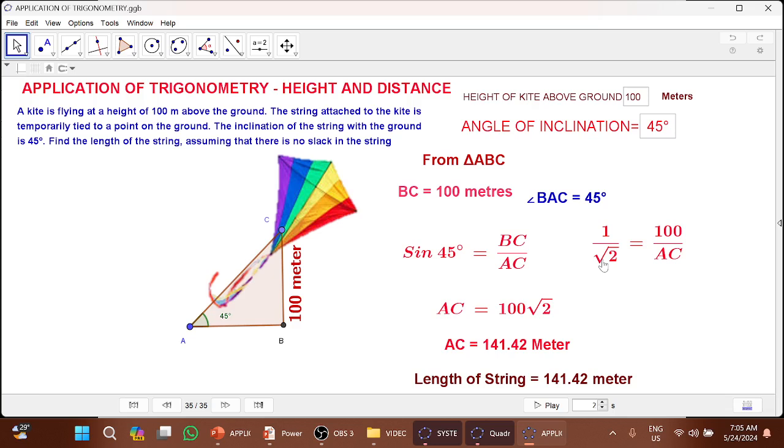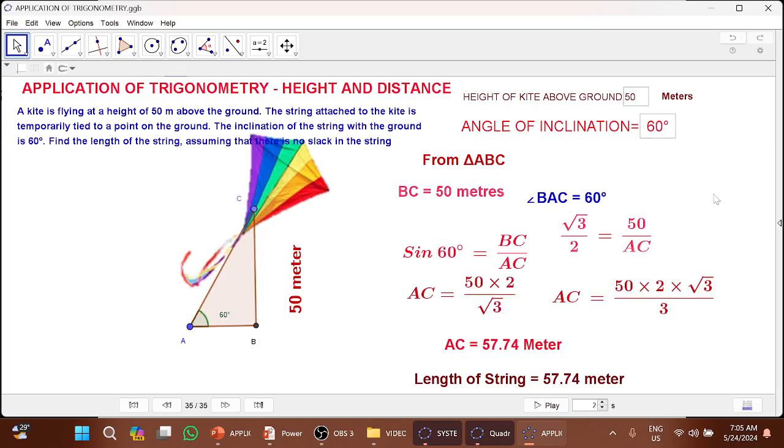A kite is flying at a height of 100 meters. Now here I can make this 100 meters, I can convert it into 50 meters, and this angle also I can change into 60 degrees. It gives you the answer automatically. So many questions can be framed by simply changing the height of the kite and the angle of inclination. Now, the child can understand how from triangle ABC the length of the string is found.